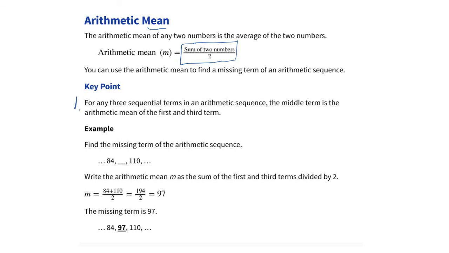So, this thing right here, I'd read and maybe make a note of in your notes. For any three sequential terms in an arithmetic sequence, this is just arithmetic stuff we're talking about, the middle term is the arithmetic mean of the first and third term. It's the average, it's right between them. So, find the missing term of this. 84, blank, 110. Well, this number is going to be the average of these two numbers because they're going up by the same amount each time. So all you have to do is 84 plus 110, divide it in half, hey, you get 97. Now if we put a 97 there, oh, went up by 13, went up by 13. Easy to see the pattern, right?